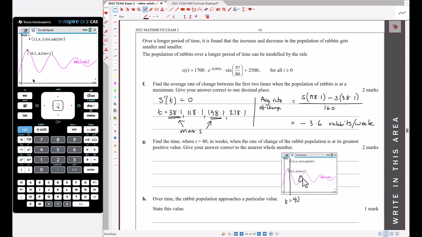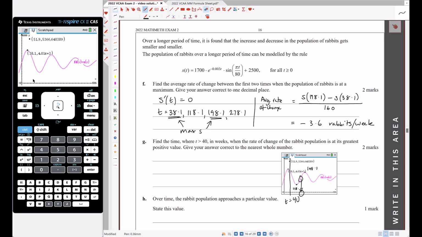Now we've calculated all these turning points, so it's going to be between 118.1 and 198.1. We just calculated from the previous one that this is, oh no, this is 118.1, this is 198.1. Okay, so we know it's going to be the maximum gradient in that interval there. That will give us the maximum positive gradient. So we want to find the time in weeks, so we want to know this t value when that maximum gradient happens. Alright, so let's go about calculating that.